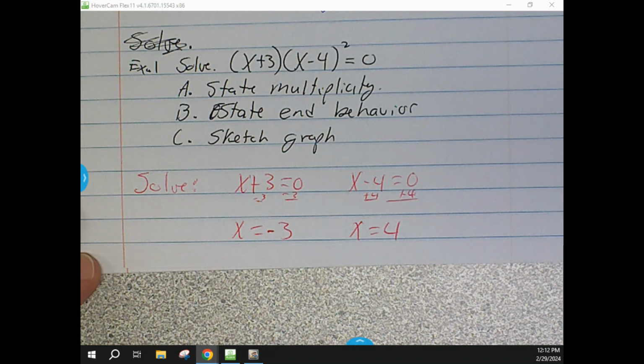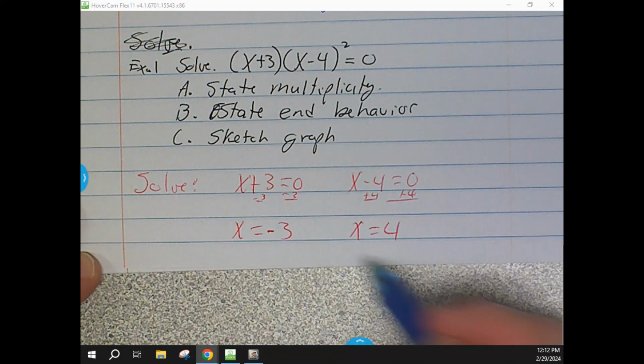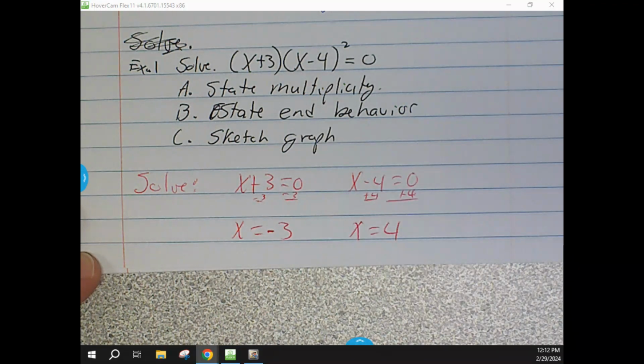Okay, so when they give you an equation, most of these, the first thing they're going to do is ask you to solve it. As long as it's factored like this, it's going to be easy. And I'm running out of room here on this one, so I'm going to go to the next page so we can put it all together.